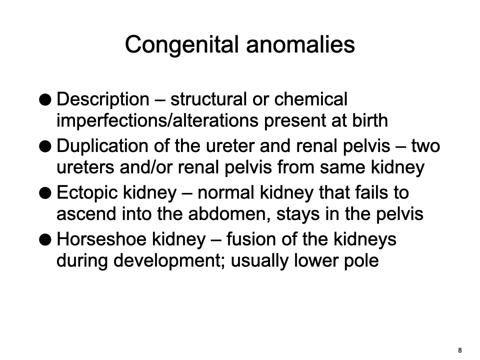Congenital anomalies, structural or chemical imperfections, alterations present at birth. Duplication of the ureter and renal pelvis, two ureters and or renal pelvis from the same kidney. Ectopic kidney, normal kidney that fails to ascend into the abdomen, stays in the pelvis. Or horseshoe kidney, fusion of the kidneys during development, usually the lower pole.